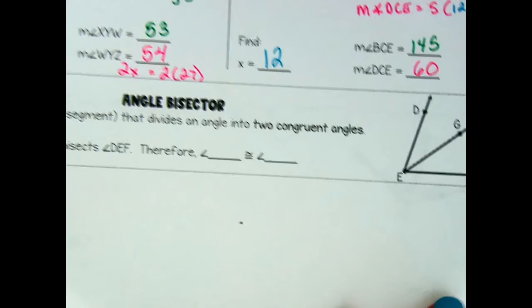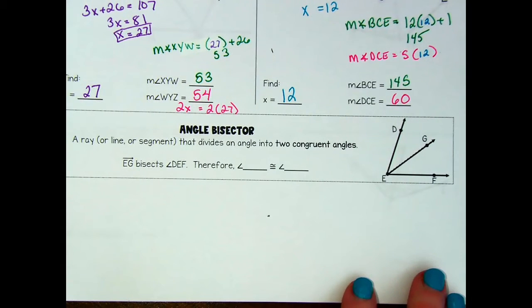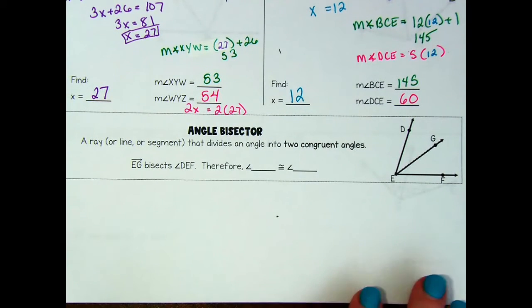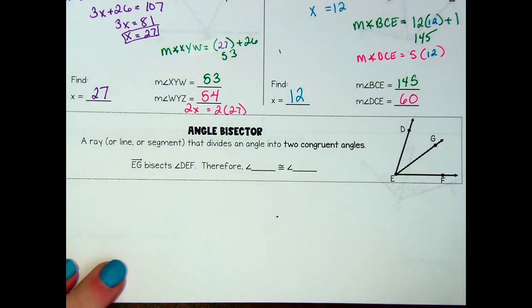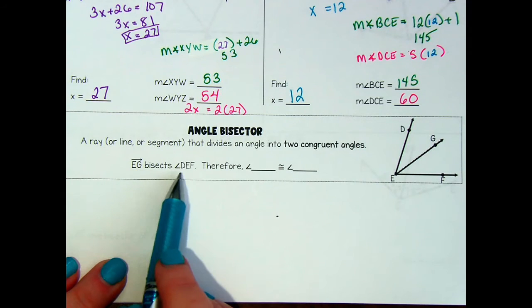Now, if we look at another definition, we have an angle bisector. And we remember that if we bisect something, that means it cuts it in half into two equal parts. So a ray or line or segment that divides an angle into two congruent angles is a bisector. And in this case, we say that ray EG bisects angle DEF.